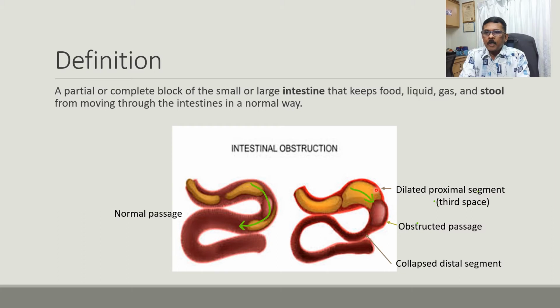The proximal segment becomes dilated, and this is known as the afferent loop. It also forms a third space where fluid and gas accumulate and cause it to become very distended. The distal segment, which is distal to the obstructed passage, collapses. This is the efferent loop. So this is the simplified explanation of what intestinal obstruction is.